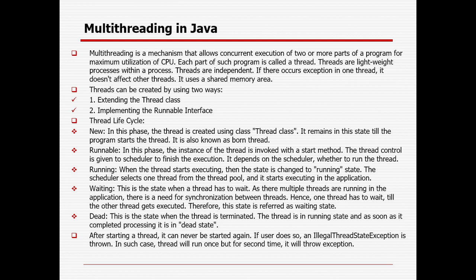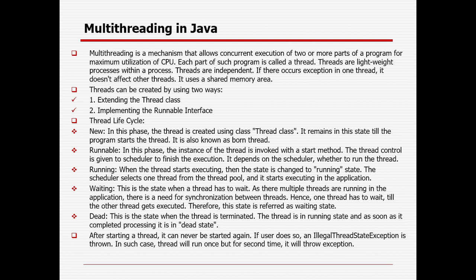The thread control is given to the scheduler to finish the execution. It depends on the scheduler whether to run the thread or not. So what is the scheduler? The scheduler is the place where all the threads will be, just like a room, right? I am defining the place. Similarly, the scheduler is the place in the shared memory area where all the threads will be, right? They will sit, and based on the program structure, some threads can come, some threads can sit idle, some threads can be destroyed after completing the work. All this can happen.